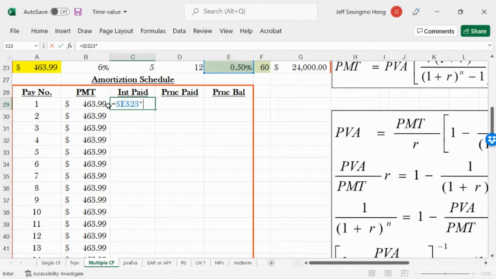Some people say E23 times 463.99. No, this is the payment. Interest is some percentage of the principal, isn't it right? And at time zero, what is your principal? In the first month, at time zero, what principal are you looking at? Anyone? Zero? Would it still be 460? Your principal is 0? No, I'm asking you.